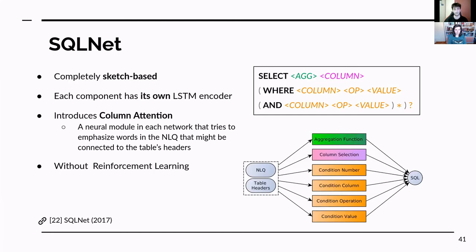Another important feature of SQLNet is that each network uses its own LSTM encoder, which provides better accuracy compared to Seq2SQL, and it also introduces column attention, which essentially is a neural module present in all the networks of SQLNet that tries to find connections between the natural language query and the table's headers.